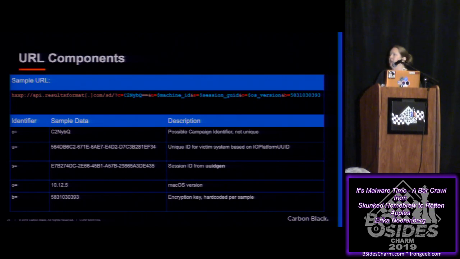The O is the Mac OS version, so it actually has the full version and the patch level, so 10.12.5 in this example. And then that encryption key. So it's B equals, and there's that encryption key that we saw in the very first sample. They actually pass that into this URL, again, probably for tracking of some sort. And given that it's based on a timestamp, maybe they're using that for tracking campaigns. I don't know.